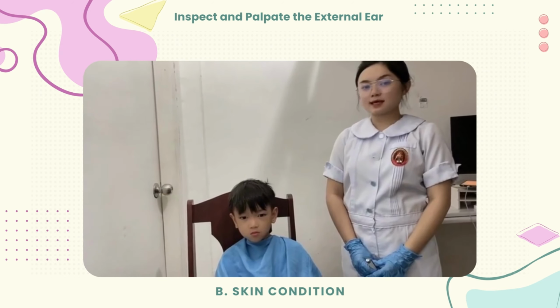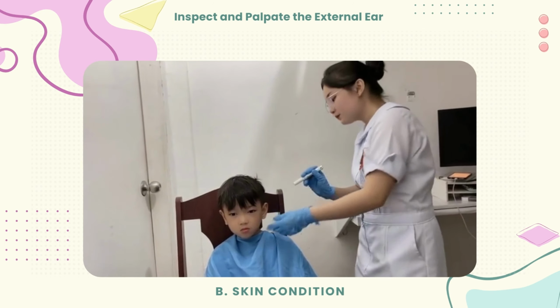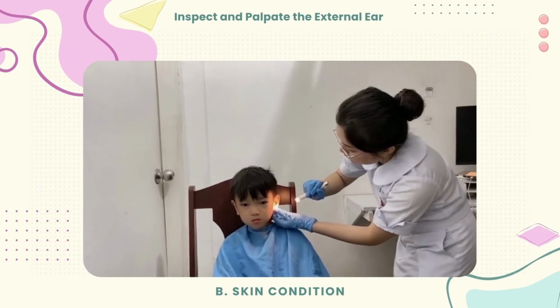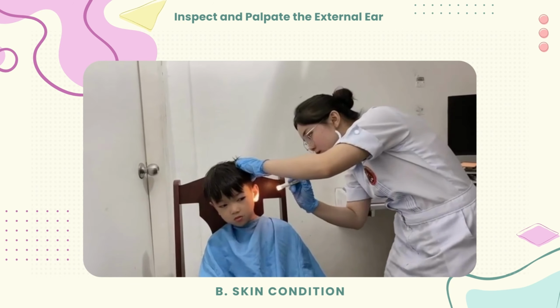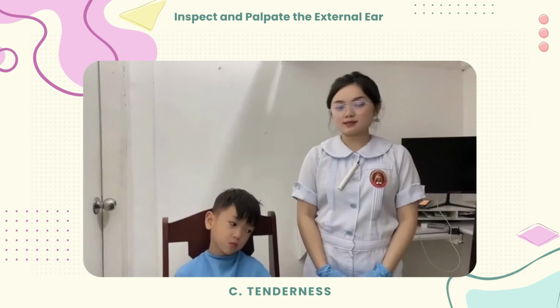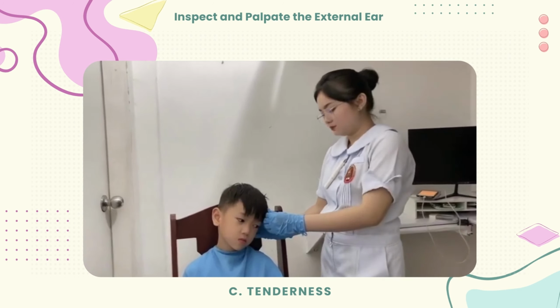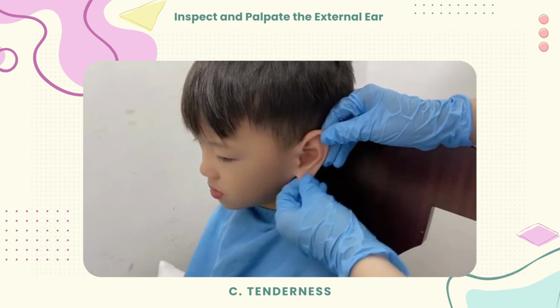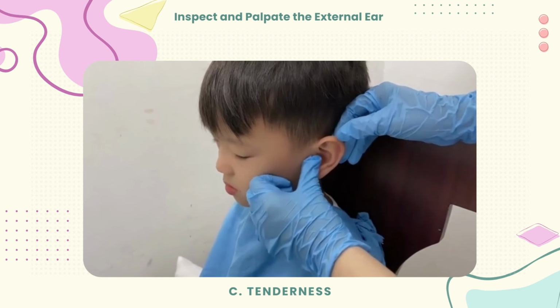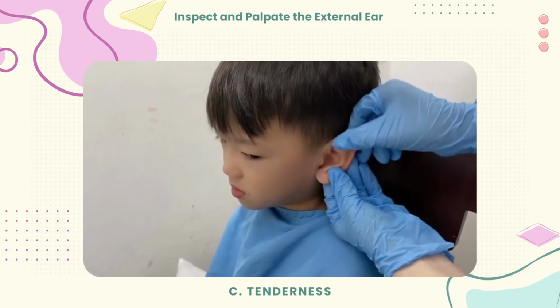Next is skin condition. Skin color should be consistent with the person's facial skin color. Skin should be intact with no lumps or lesions. Next is tenderness. Move the pinna and push on the tragus. They should feel firm and movement should produce no pain. Palpate the mastoid process. It should feel no pain.